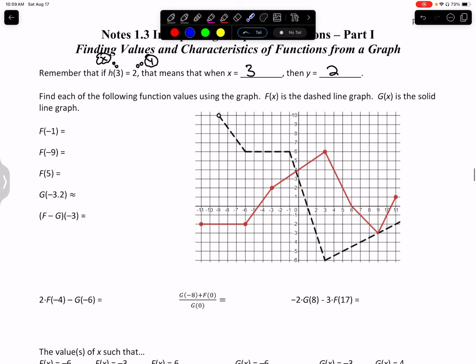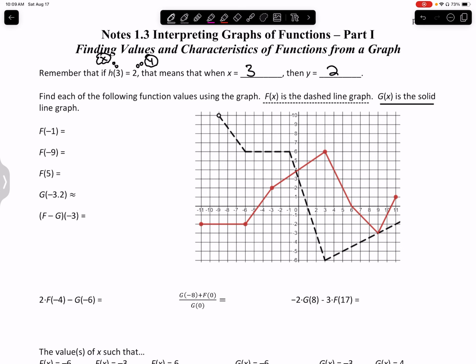So looking at this first example, find each of the following functional values using the graph. F of x is the dashed line. G of x is a solid line. So for whatever reason, my brain wants to think that f is the solid and g is the dashed, even though it doesn't say that. I don't know why I feel that way.